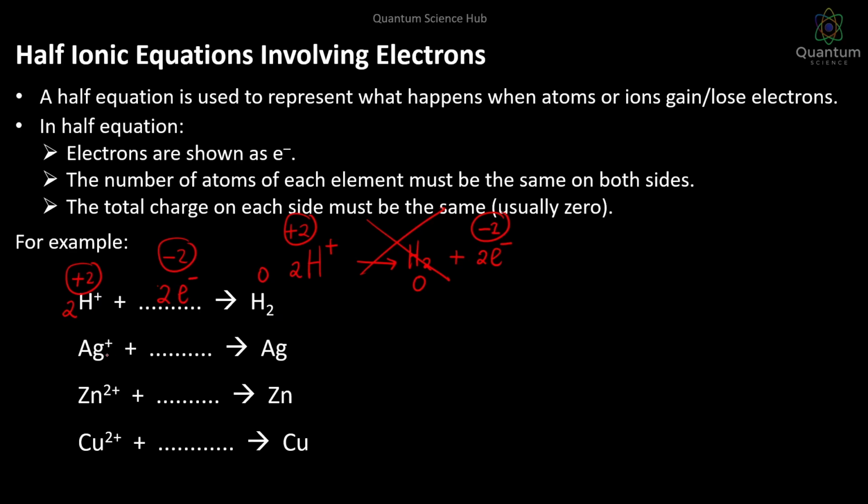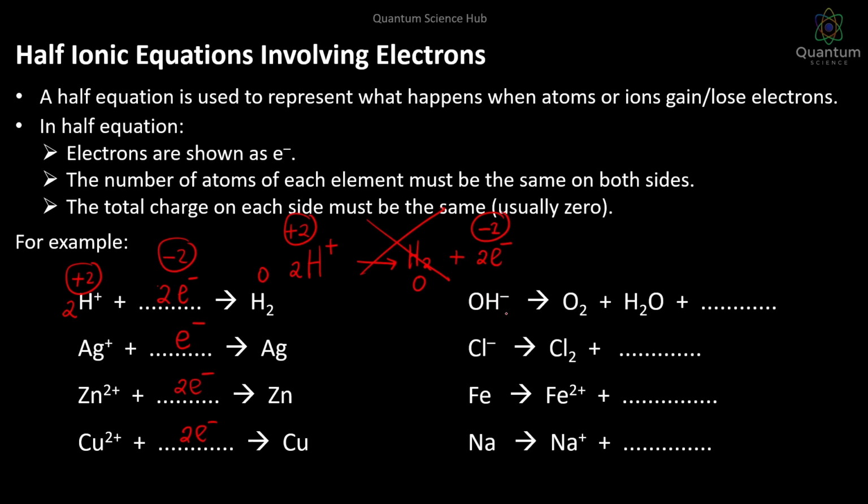Next, Ag+ becomes Ag. So how many electrons? 1 electron. Zn, and here is also Zn, so you don't need to put the coefficient again, just focus on the charge in here. 2 positive, so how many electrons to make it balanced? 2 electrons, right? And copper, 2 positive, so you need 2 electrons to make it balanced.